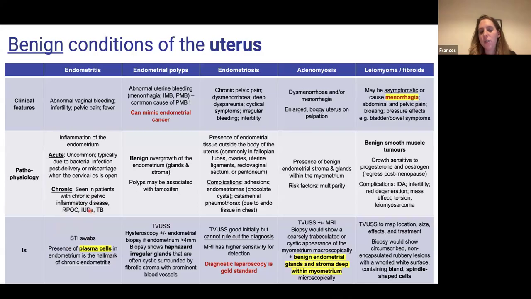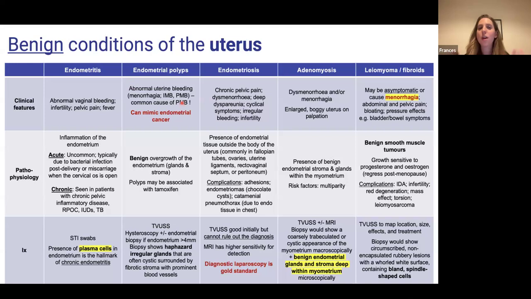It might be after an IUD insertion, might be because of TB. Here you do STI swabs on these patients because it can be linked with STIs, and you'll see plasma cells in the endometrium, which is your hallmark of chronic endometritis. You can also get polyps. So endometrial polyps are a very classical cause of abnormal uterine bleeding, and a common cause of postmenopausal bleeding.